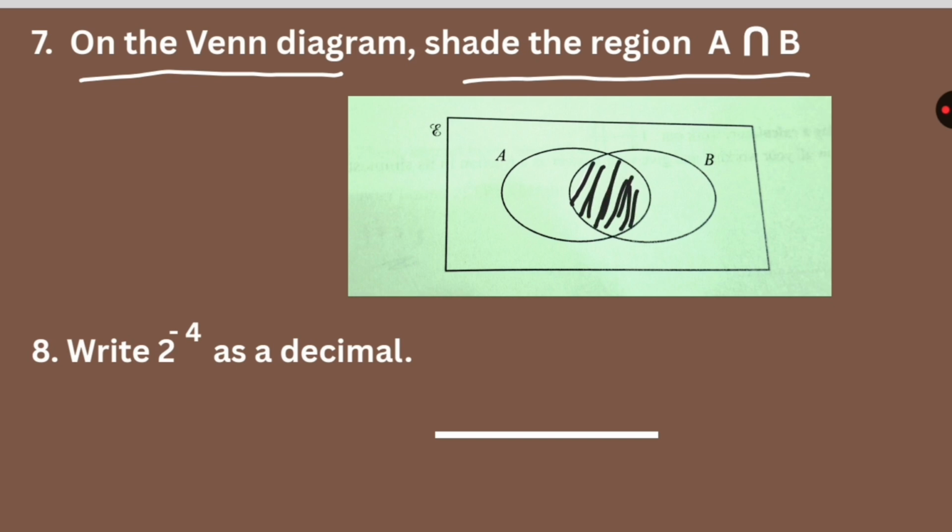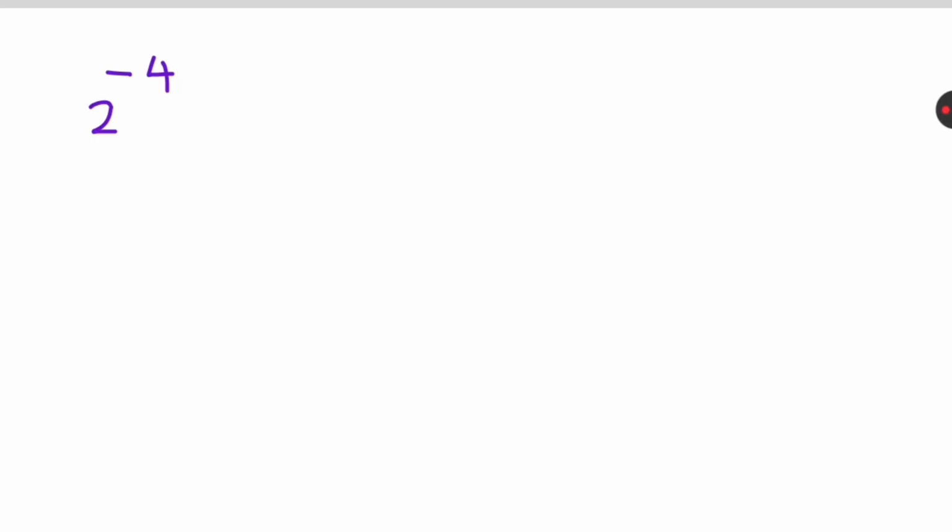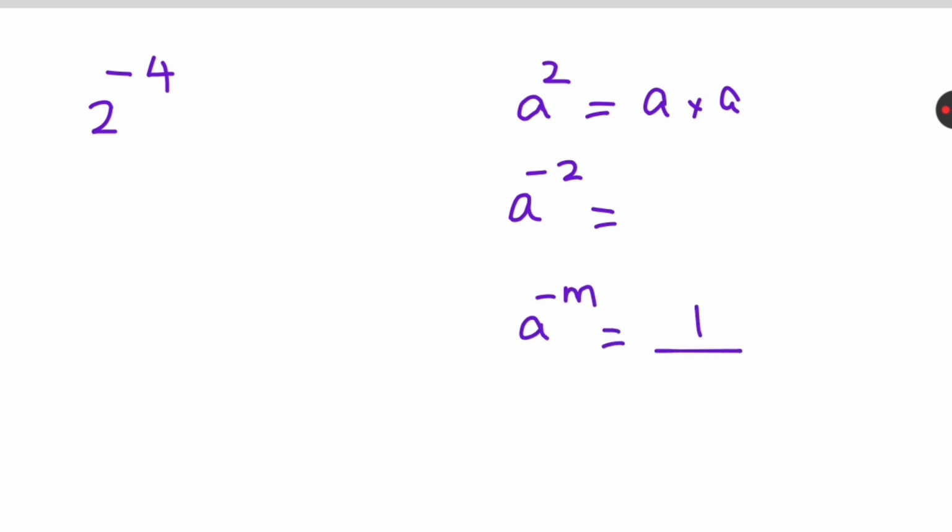Write 2 raised to the power of minus 4 as a decimal. Suppose we have a raised to the power of 2, we can write this as a times a, isn't it? Suppose you have a raised to the power of minus 2. How can you write it? There is a formula for this. If we have a raised to the power of minus m, you can write this as 1 over a raised to the power of m. That means it is the reciprocal of a raised to the power of m.